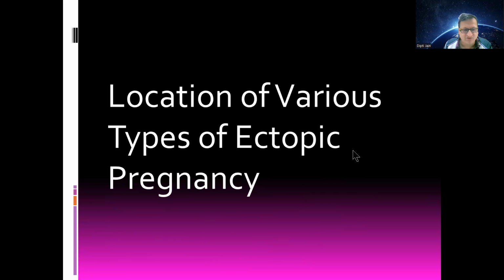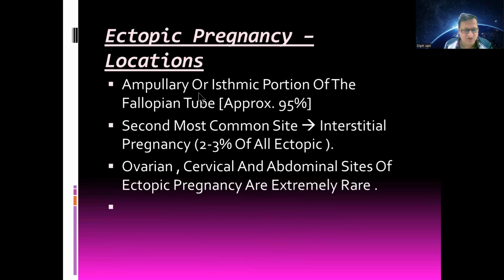What are the different locations of ectopic pregnancy? The ampullary or isthmic portion of the fallopian tube is the most common location. About 95% are located at this location, that is the ampullary portion. The second most common site is interstitial pregnancy, around 2 to 3% of all ectopics. Others are rare, that is ovarian, cervical, and abdominal sites.